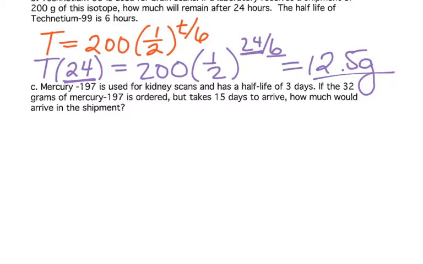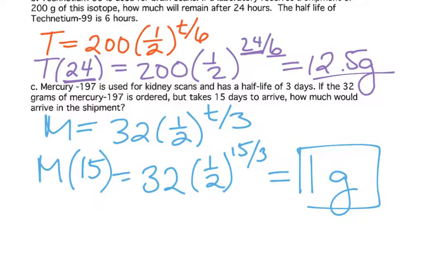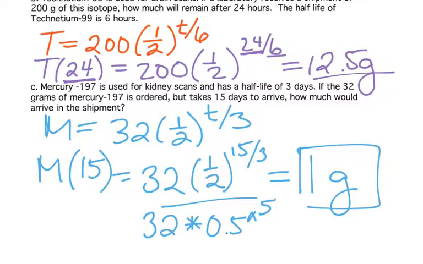All right, for part C, your equation should be M equals 32 times 1/2 to the T divided by 3. Plug in 15 days, and your result is 1 gram of mercury. Now notice I wrote it like this, but when I plugged it in my calculator, I typed it in like this. So I did the multiplication, I used a decimal, you can use the decimal or the fraction, and then I had a caret and I put 5. So I actually simplified this mentally and plugged in 5 instead of plugging in 15 divided by 3.